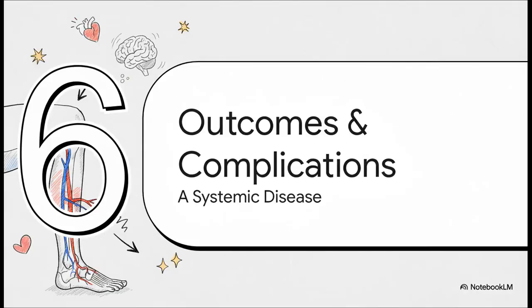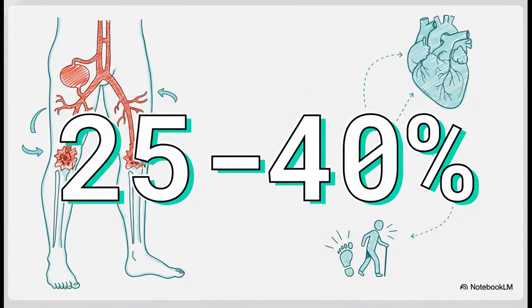So, last section. Why do we care so much about all of this? I mean, it's just a leg problem, right? No, absolutely not. And this might be the most important point of the whole talk. Peripheral artery disease is never just a leg problem. It is a giant flashing warning sign for a whole body problem. Look at this number, 25 to 40%. That's the chance that a patient who shows up with symptomatic aortoiliac disease will be dead in 5 years.